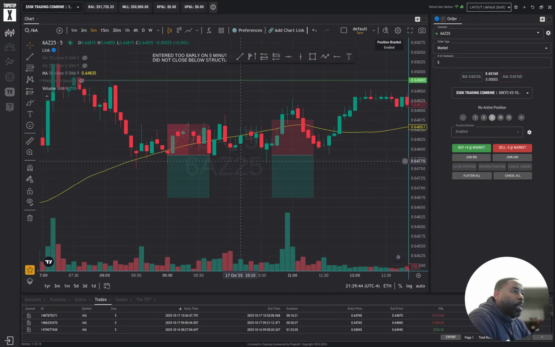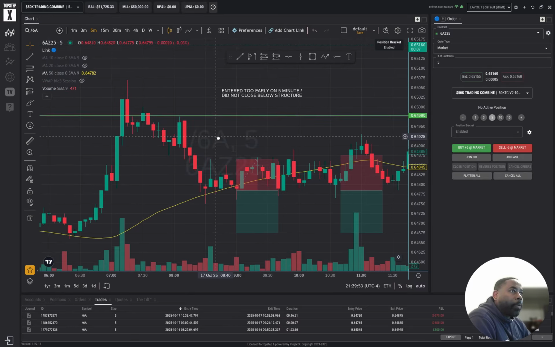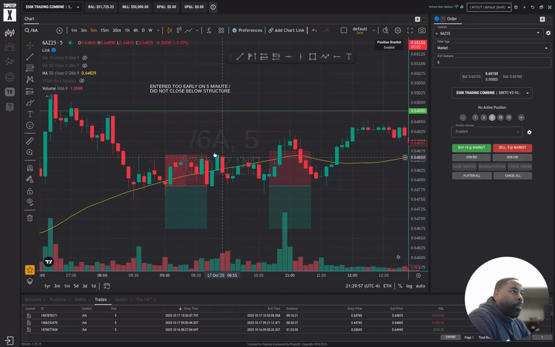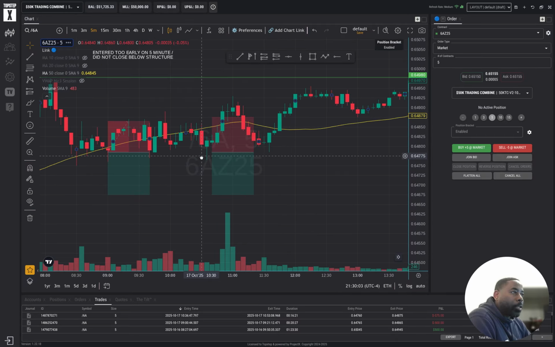So as I'm sitting here watching, we're still in the range, and my setup is still valid at this point. We have not broken back above this structure up here to show that we want to go bullish. We haven't broken above any of this structure to show that we want to be bullish. It was still ranging. So my second trade was at 10:36.